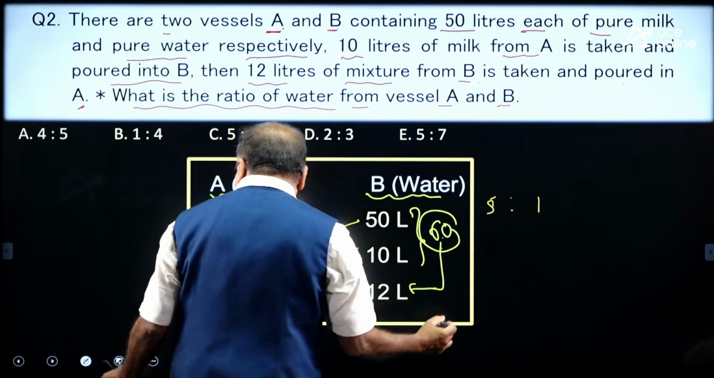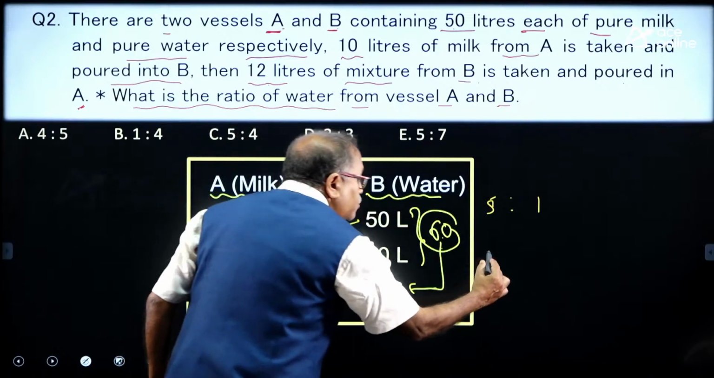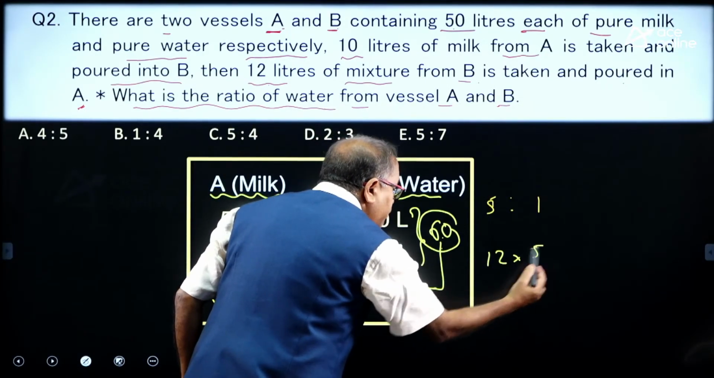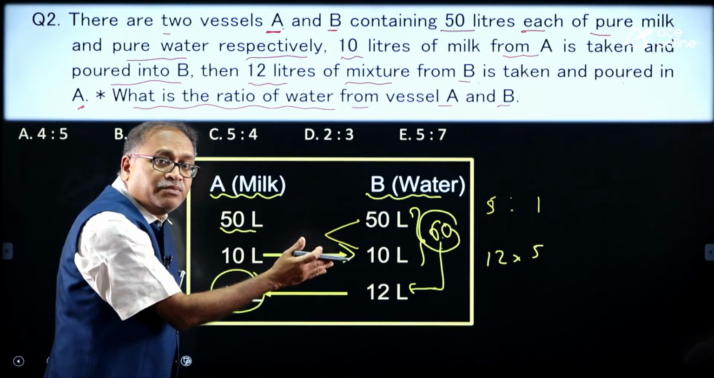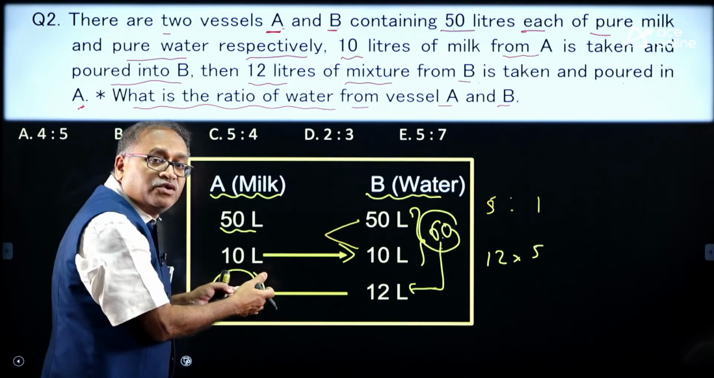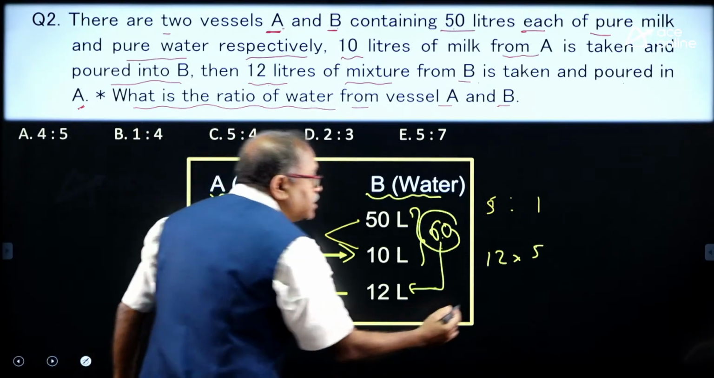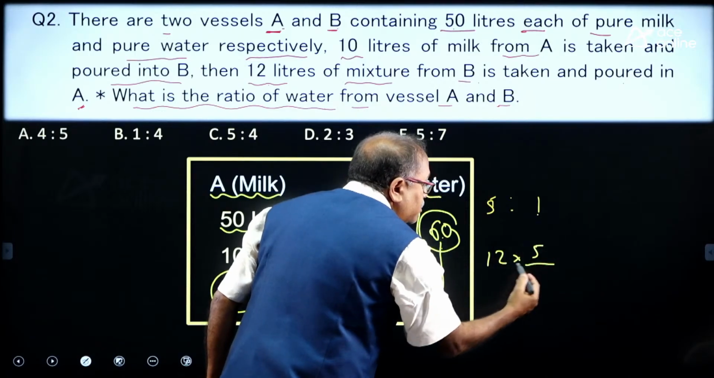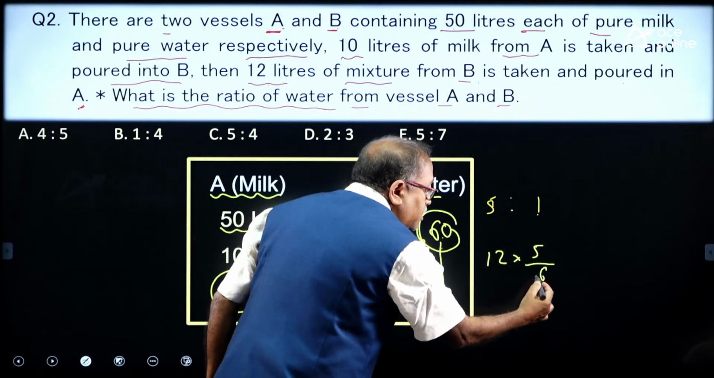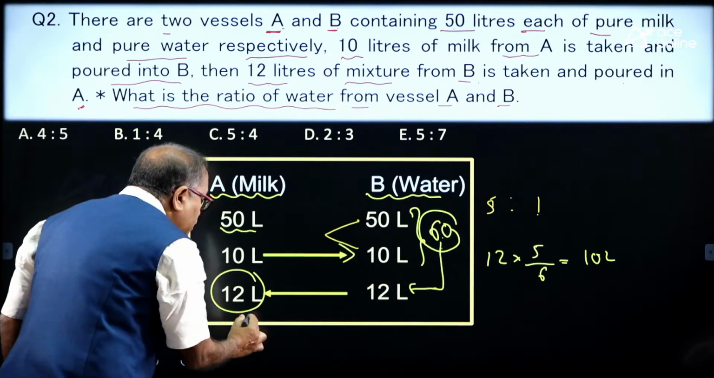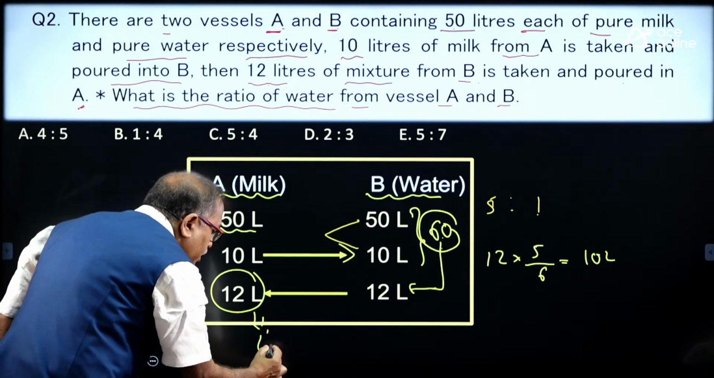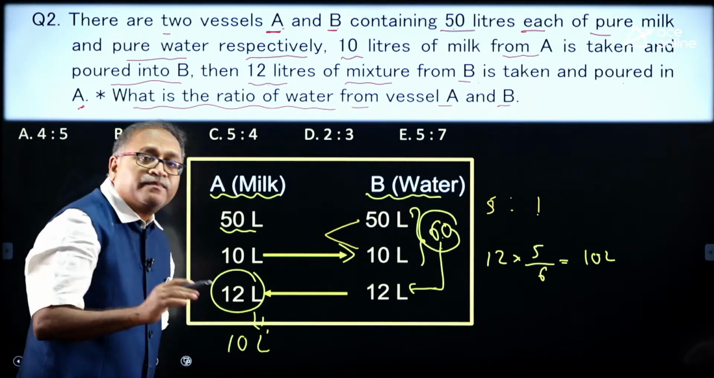So, up to this, I hope I am clear. Out of this 12 liters, 5 parts will be water and 1 part will be milk. I need to find out the water. So, that is 12 times 5 by 6, and I am getting 10 liters. So, finally in A you have 10 liters of water.